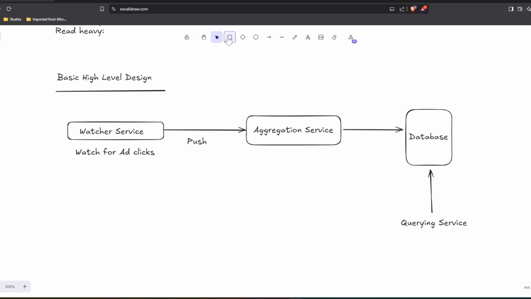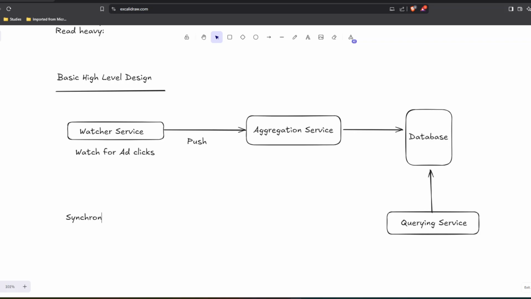This querying service will reach out to the database, and it will be used for visualization purposes. Now if you see these very basic boxes that I have drawn, forget about what exactly is in the aggregation service or what kind of database we are having. One core thing that comes up here is that this is completely synchronous.